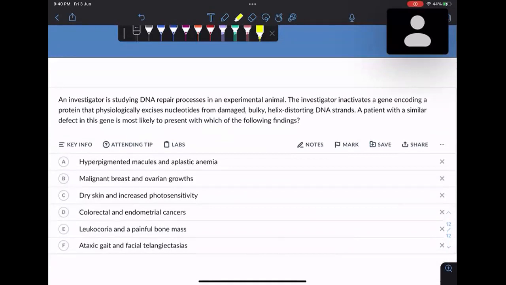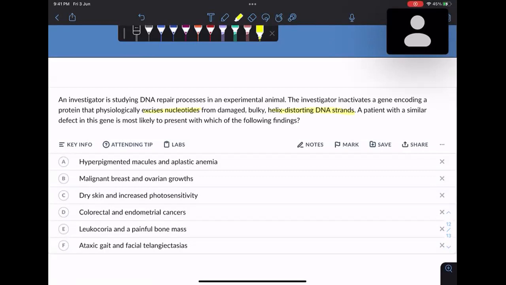An investigator studying DNA repair inactivates a gene encoding a protein that physiologically excises nucleotides from damaged, bulky, helix-distorting DNA strands. A patient with a similar defect in this gene is most likely to present with which of the following findings? Hyperpigmented macules and aplastic anemia, malignant breast and ovarian growths, dry skin and increased photosensitivity, colorectal and endometrial cancers, leukocoria and painful bone mass, ataxia, gait, and facial telangiectasis.